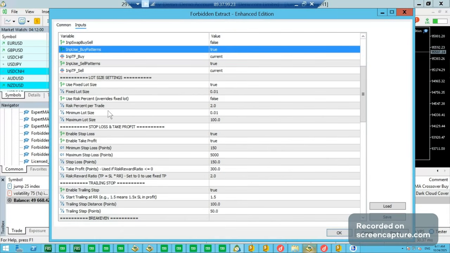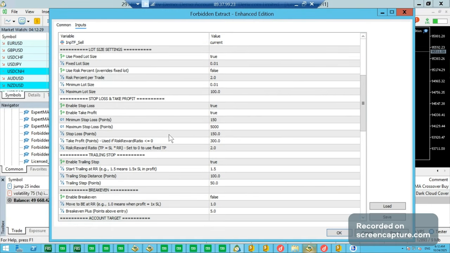So now for this one, the minimum lot size to trade and the maximum lot size to trade. The minimum lot size, whether you are using fixed lot or percentage lot size, is 0.01 and the maximum is 100 lot size. So any lot size exceeding this 100 lot size will not work. It should be between the range of 0.01 to 100. So that is how that one works.